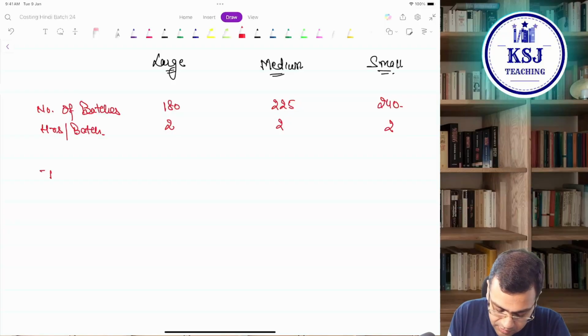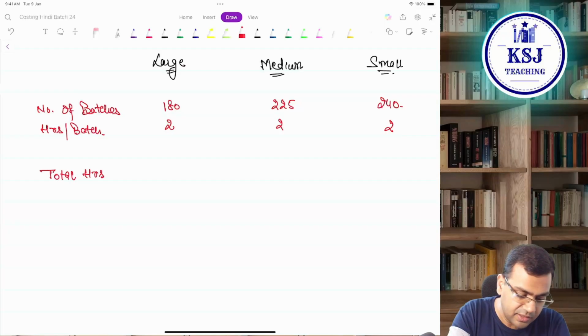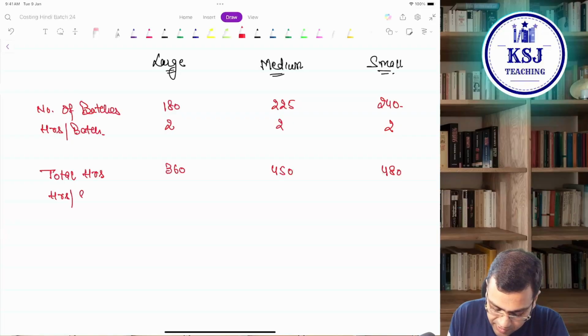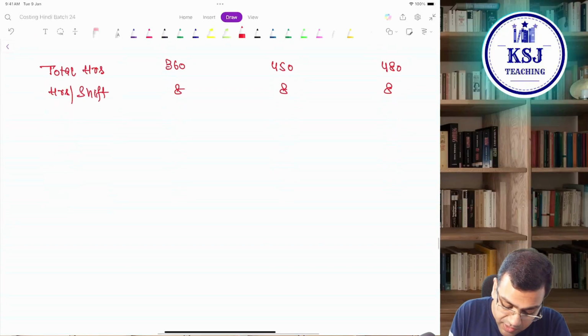So total working hours for the worker: 180 multiplied by 2, that is 360. This is 450 and this is 480. Now what is the hours per shift? For every one shift, what is the number of hours? That is 8. So how many shifts will be there for every one worker? Number of shifts will be there.